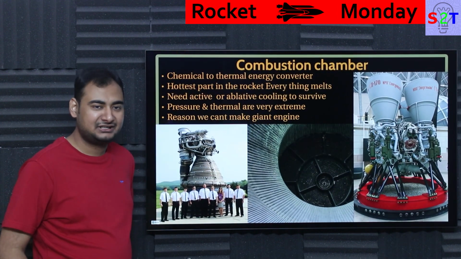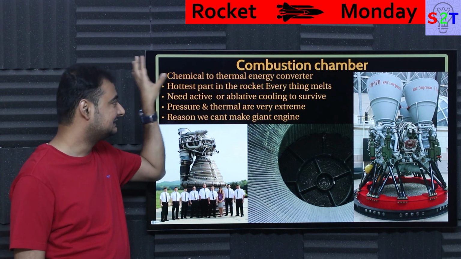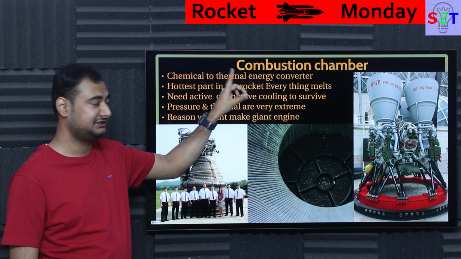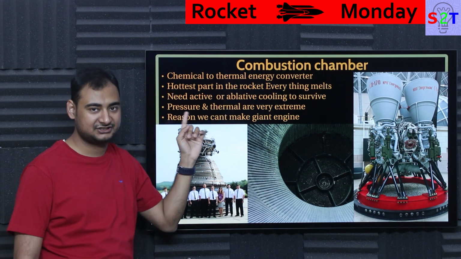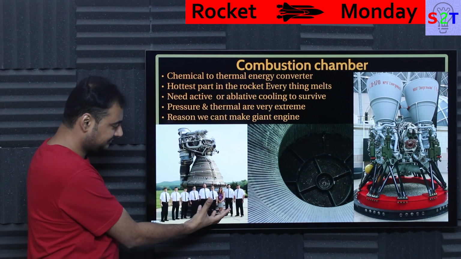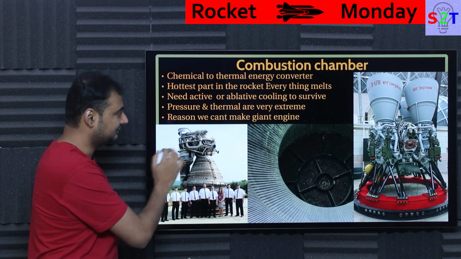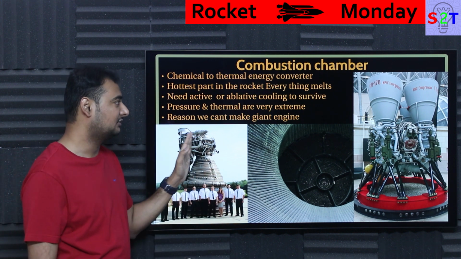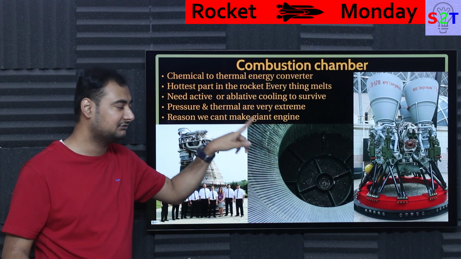Now, where does this liberation happen? In the combustion chamber. This puppy takes chemical energy into thermal energy. Right now, you do not have thrust, you just have thermal energy. And this is the hottest part in the engine. Meaning, if you take the whole engine, you may see the bell, the nozzle, and think that's the hot part. Nah, this is not hot. The chamber is the hot part. So, this is the hot part, and everything melts here. Basically, there is nothing you can build this puppy out of which will not melt.